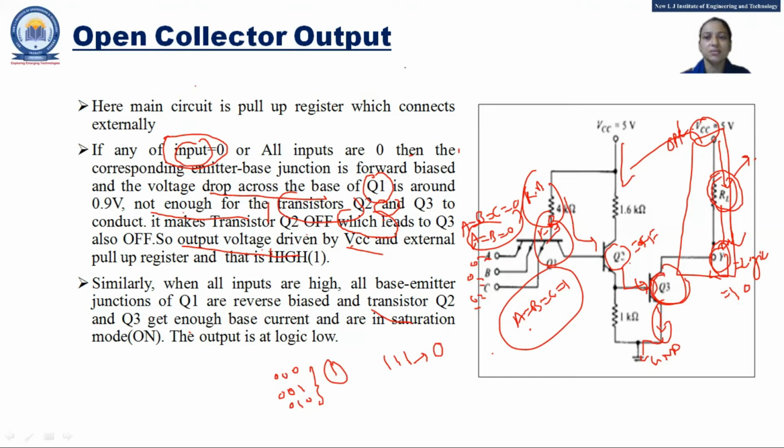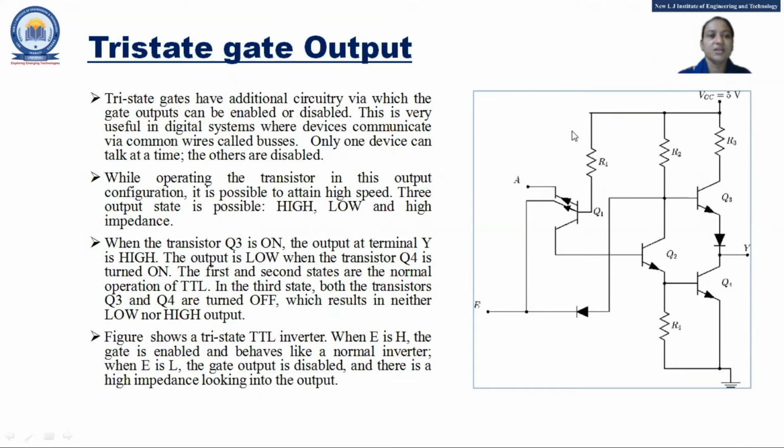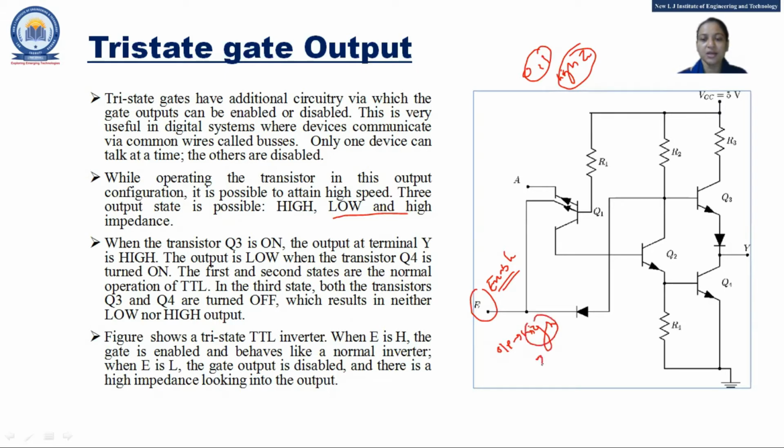Now let us look at the tri-state gate. As we all know, in real time we have only two logic levels, 0 and 1. Here a third logic state has been introduced, that is high impedance, denoted by high Z. You can see from the figure high, low and Z written. Here we have introduced another input, enable, which gives the high impedance as another output level.